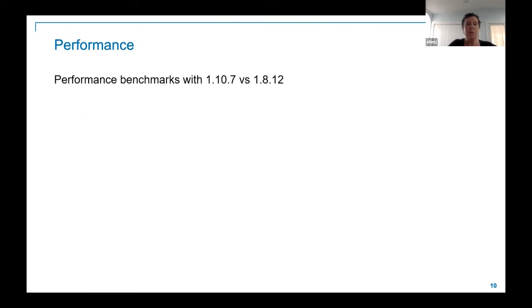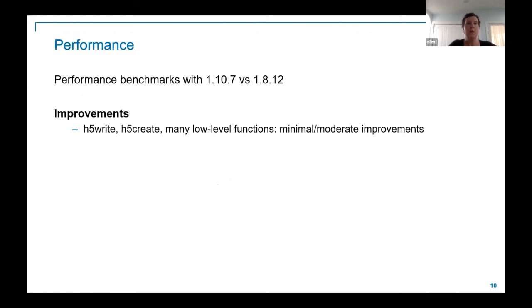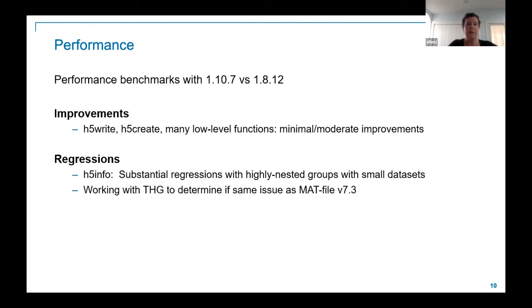Okay, so for performance, we ran performance benchmarks on 1.8.12 versus 1.10.7 for our functions. We saw improvements with a whole bunch of them, H5 write, H5 create, a whole bunch of the low-level functions. We did see regressions with H5 info, especially with files that have highly nested groups and really, really small data sets in them.